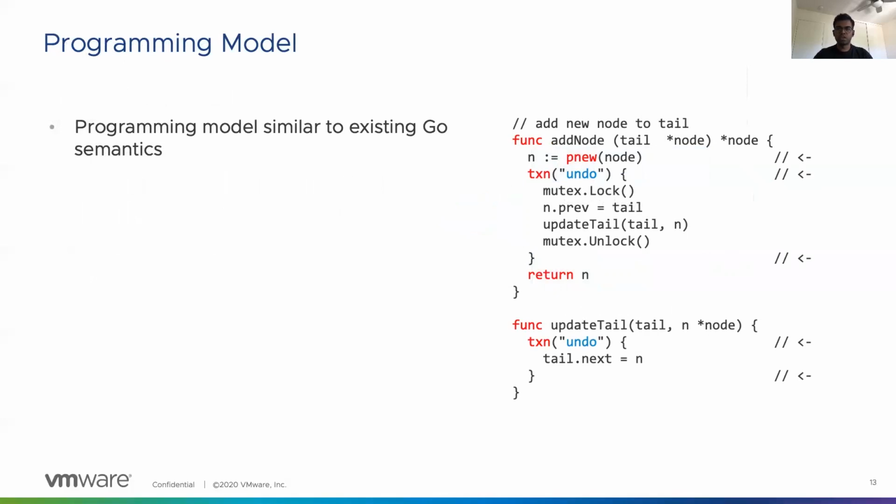With all the design goals behind us, here is a program written in GoPmem. This program adds a new node to the tail of a doubly linked list. We will now look at each line and see what happens. We want to highlight that this is very similar to existing Go semantics.